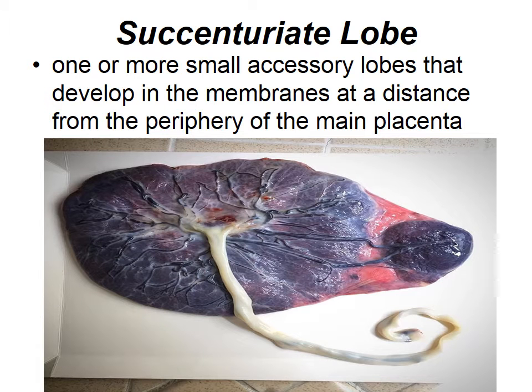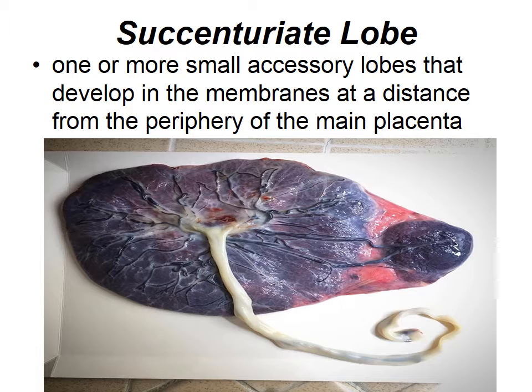The succenturiate placenta is a condition in which one or more accessory lobes develop in the membrane apart from the main placental body, to which vessels of fetal origin usually connect them. The vessels are supported only by communicating membrane. This condition occurs in 5% of placentas. Advanced maternal age and in vitro fertilization are risk factors for the succenturiate placenta.